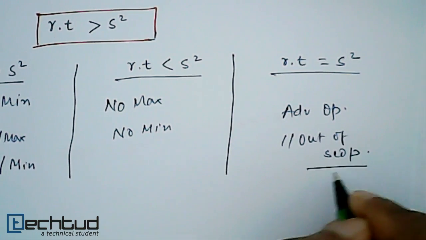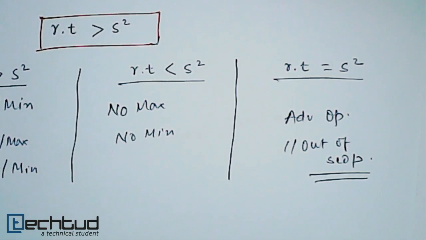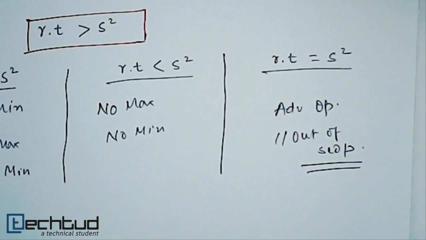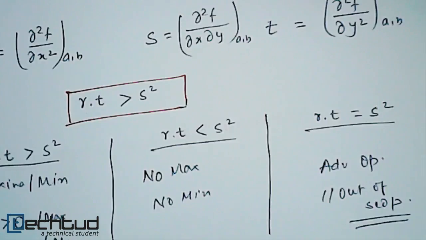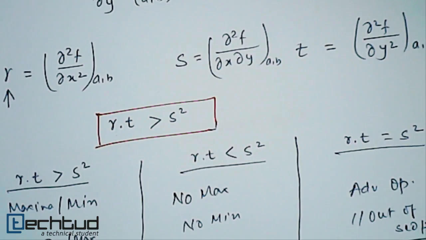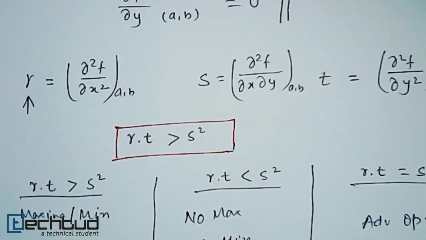That's what I studied. I too don't know how to go further because this was out of scope and I too left it. Very simple, right? So that's how we proceed and find the maxima and minima for a function of basically two independent variables. I hope this is clear.